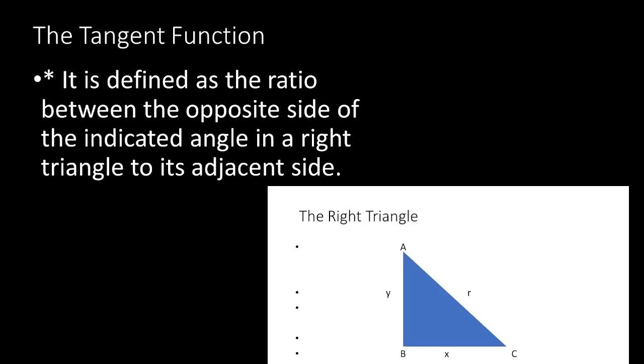So if we get the tangent of acute angle A, that would be the opposite side X over the adjacent side Y, so X divided by Y. For the tangent of the acute angle C, the opposite side is Y divided by the adjacent X. So that would be opposite divided by adjacent, and the tangent of acute angle C would be Y divided by X.